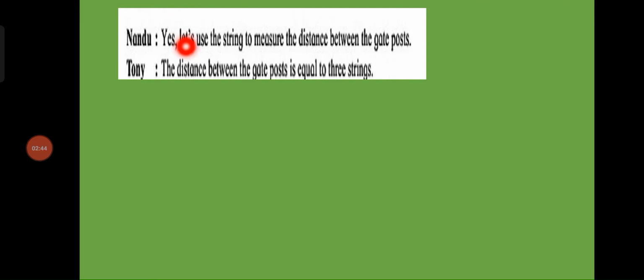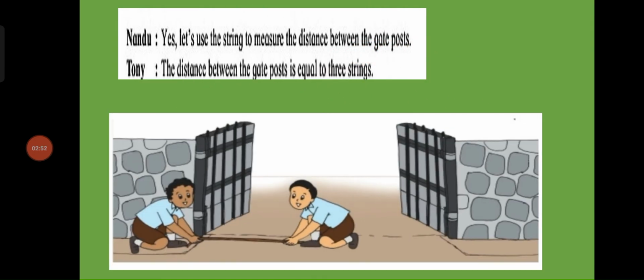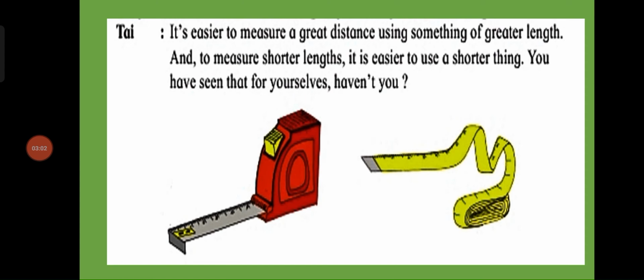Nandu: yes, let's use the string to measure the distance between the gate posts. Tony: the distance between the gate posts is equal to 3 strings. Tai: it's easier to measure a great distance using something of greater length, and to measure shorter lengths it is easier to use a shorter thing. You have seen that for yourself, haven't you?